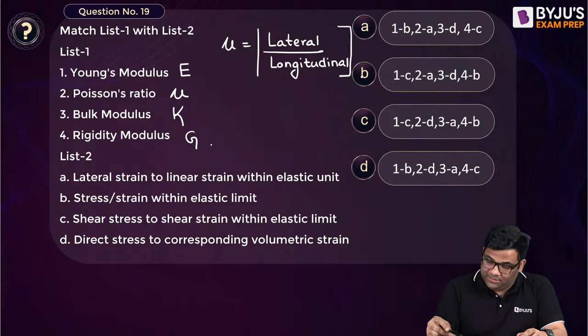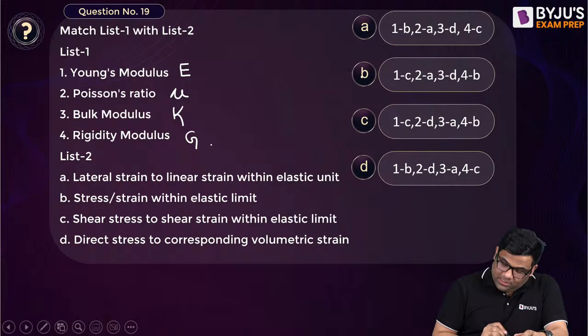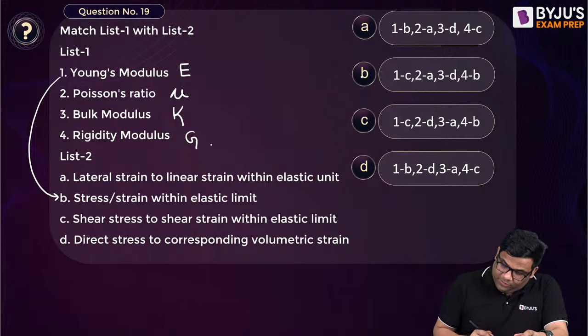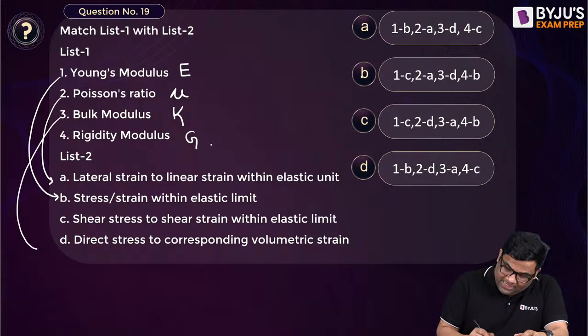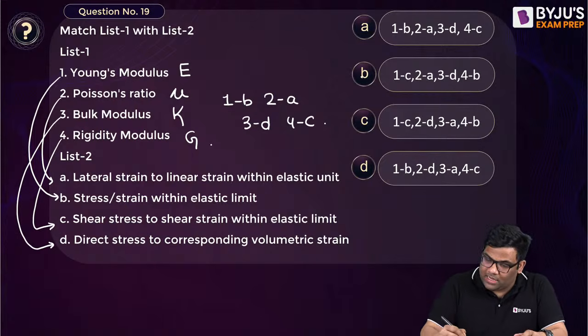Okay. What's the answer to this? Let us see. Young's modulus is stress versus strain. Poisson's ratio is lateral strain to your linear or longitudinal strain. Bulk modulus is direct stress to volumetric strain, and rigidity modulus is shear stress to shear strain. So 2A, 1B, 3D and 4C. Answer is A.